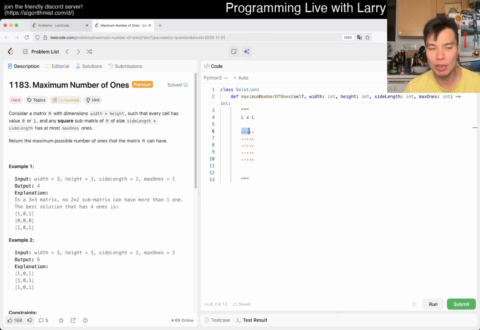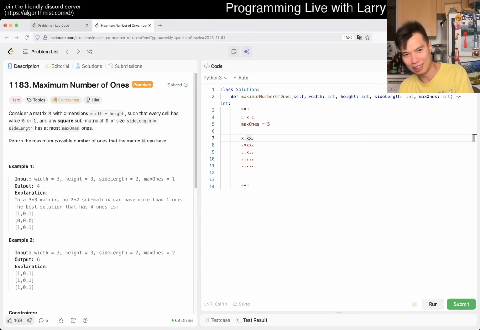But basically, the idea is that you have to have the same pattern, right? For example, let's say max ones is equal to 5, and you have some weird pattern like this, which is a little bit weird. If you have a different pattern, then actually I don't know what I'm doing. Let me draw it out. Hang on.